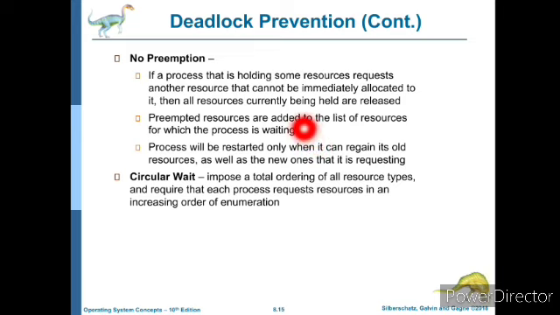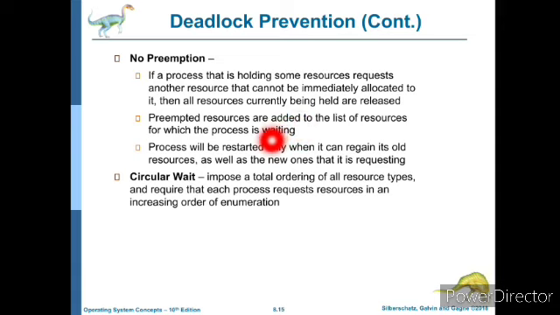If they are not, we check whether they are allocated to some other process that is waiting for additional resources. If so, we preempt the desired resources from the waiting process and allocate them to the requesting process. If the resources are neither available nor held by a waiting process, the requesting process must wait.